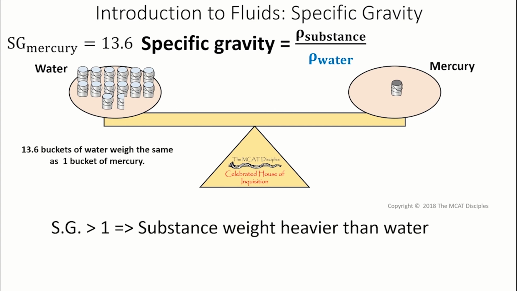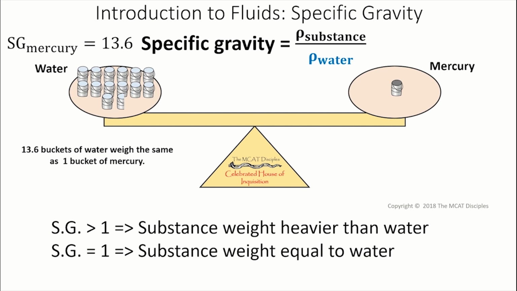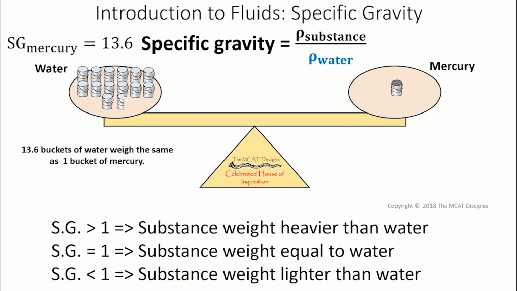All right. So if something has a specific gravity greater than 1, the substance is heavier than water. If it's equal to 1, it's equal to water in weight. And if it has a specific gravity less than 1, the substance is lighter than water.